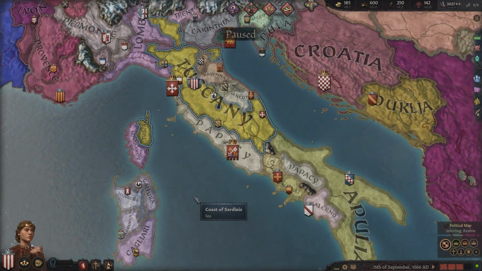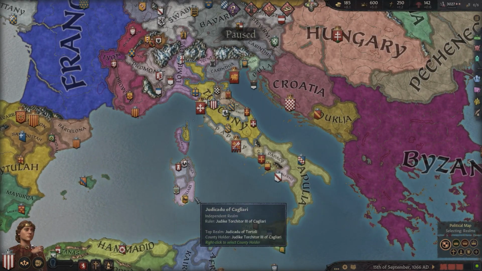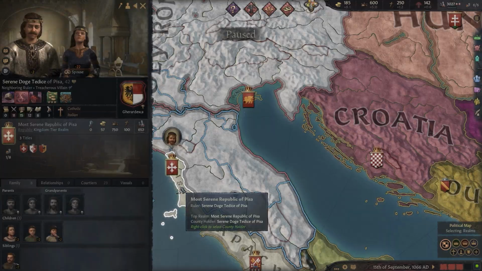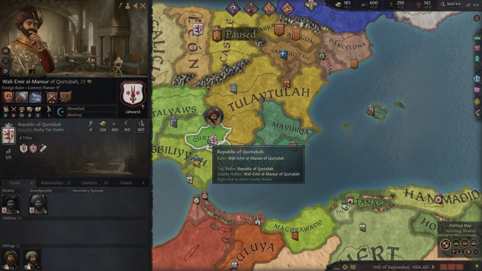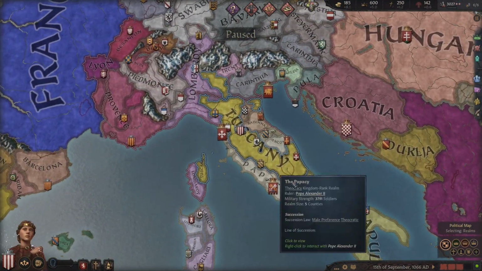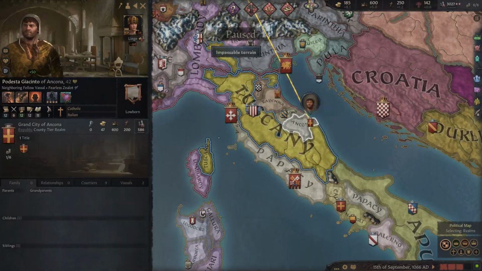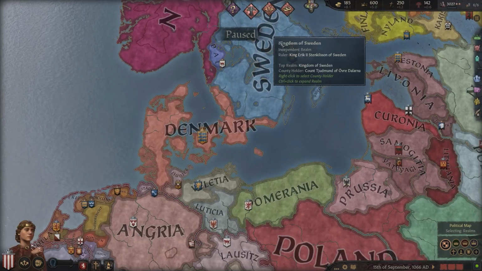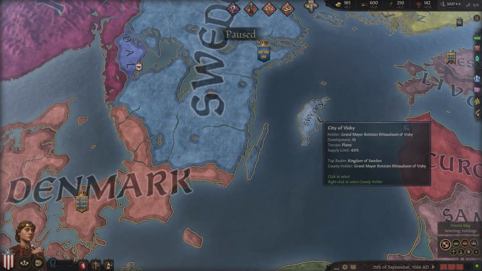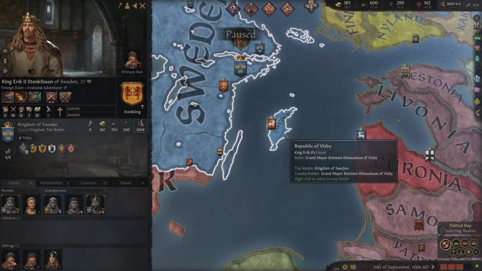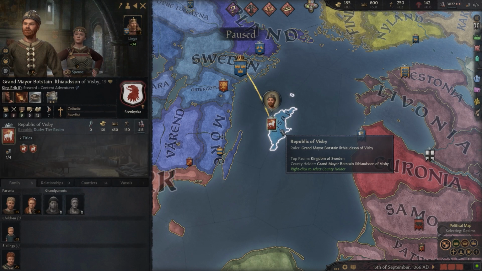In the game, there are only 3 independent realms that act as republics: Venice and Pisa in northern Italy, and Cordoba in Muslim Iberia. Another 4 are republican vassals of feudal overlords, the cities of Urbino, Ancona and Lombardia, and the Scandinavian island of Gotland. So republics in CK3 really are a rare occurrence, which is in essence reflected in medieval reality.